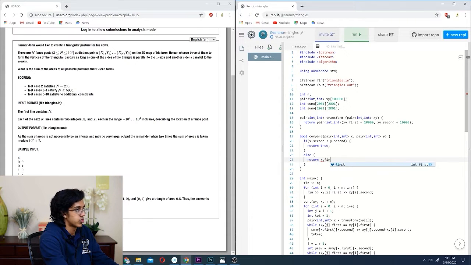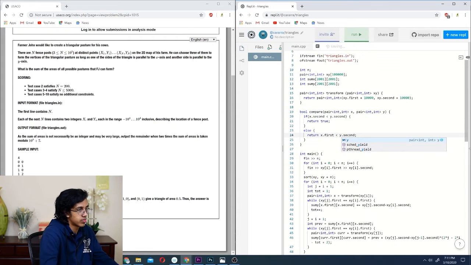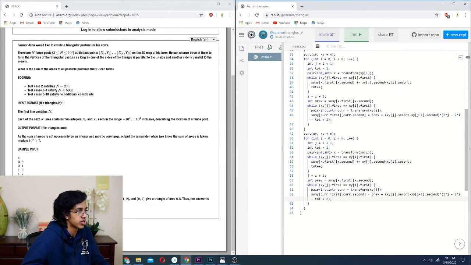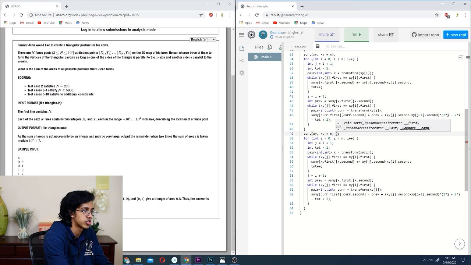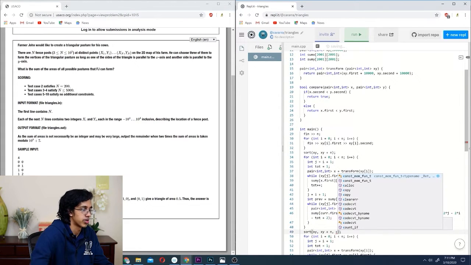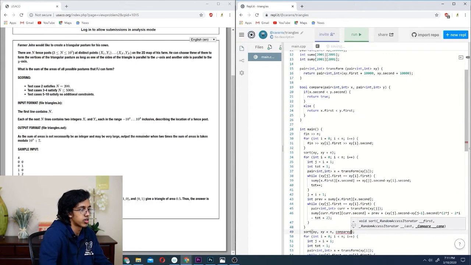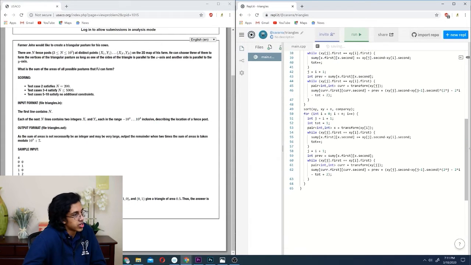Return x dot first is less than y dot first. Okay, that should be good. And then in our sort, we basically just say comma our function, which is, what do we call it? Let's call it compare y, so it's obviously different. Okay, and then we basically do the same thing. How do we change it up? We gotta do second here, and then that's right, and then this first.